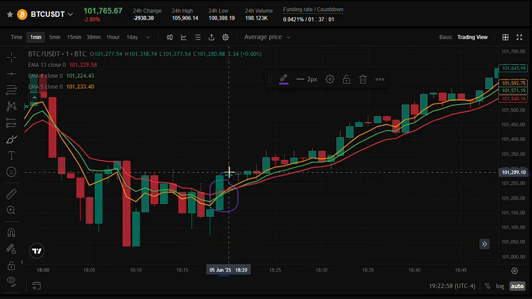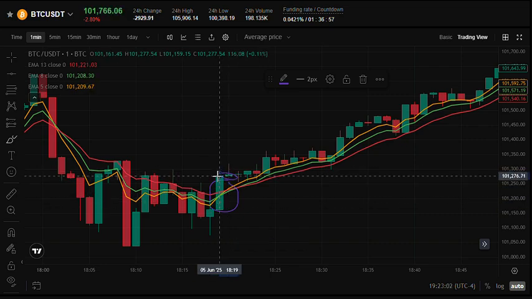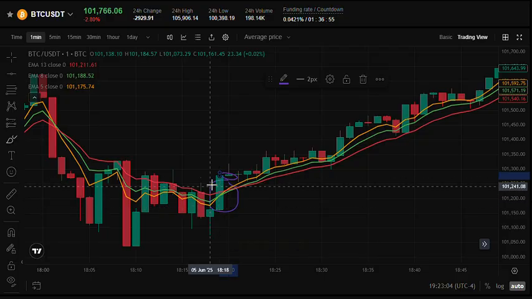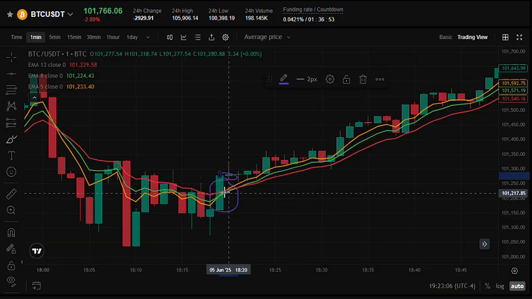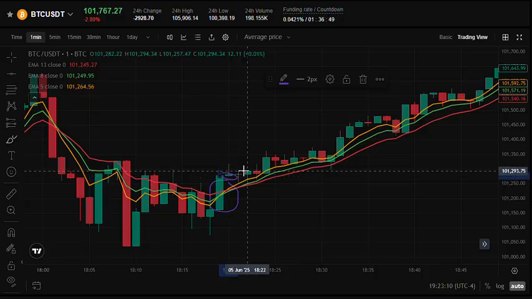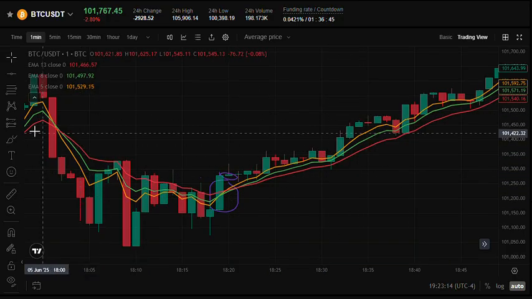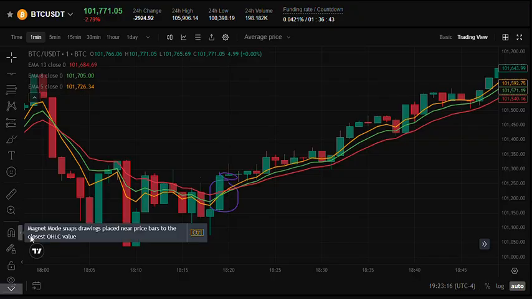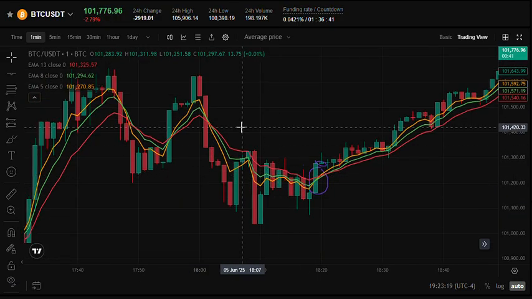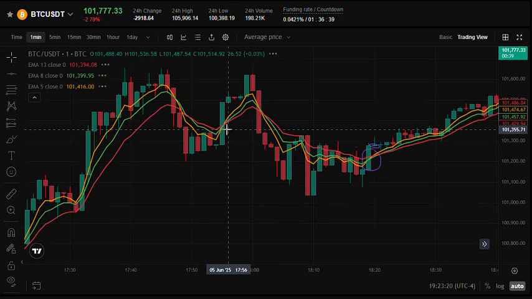Okay, and then right here we had the candle print above, and we had this candle here cross over all the lines. So then you would have taken a long position here, and you would have ridden it again up until the closeout. Right, so let's back out here. Let's look for another good indicator.